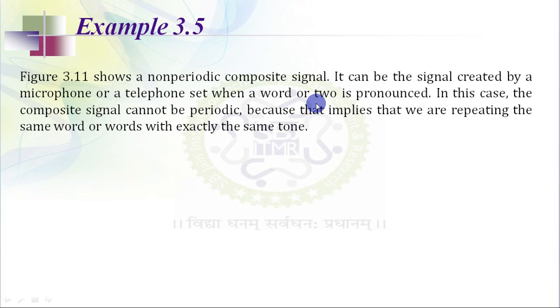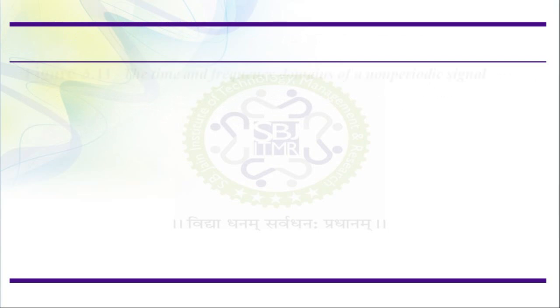When a word or two is pronounced, the composite signal cannot be periodic, because that would imply that we are repeating the same word or words with exactly the same tone. Generally, our tone is not the same; sometimes the tone is low and sometimes it is high. That's why this is a non-periodic composite signal. So we discussed it with the help of this diagram.